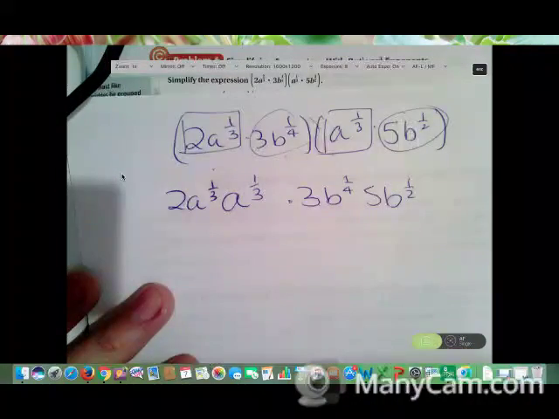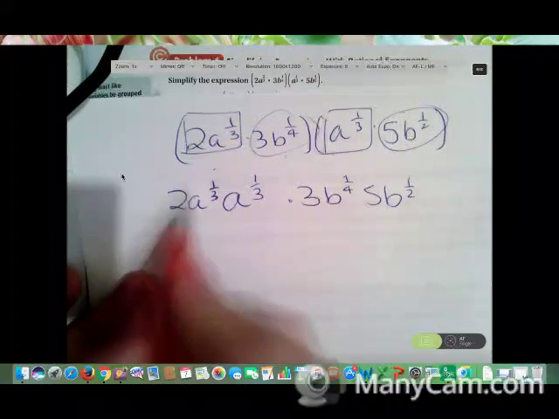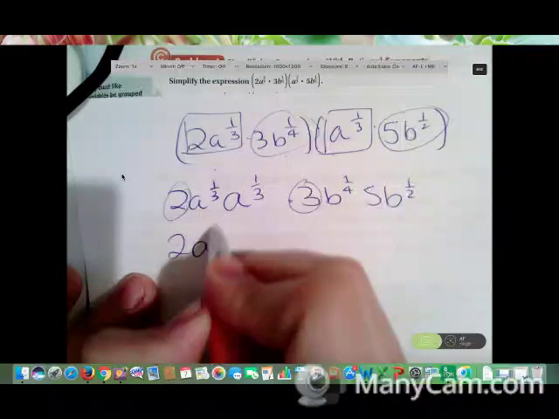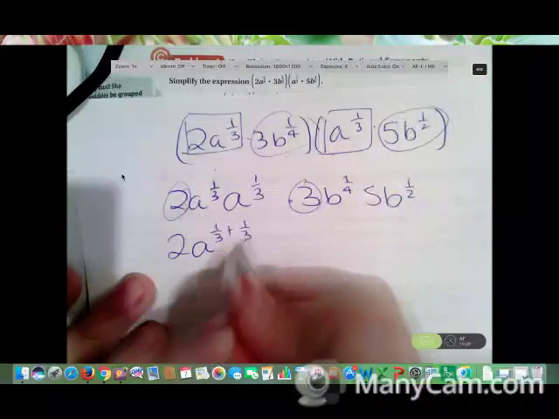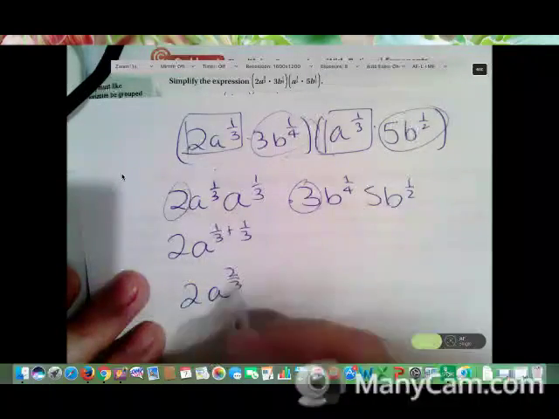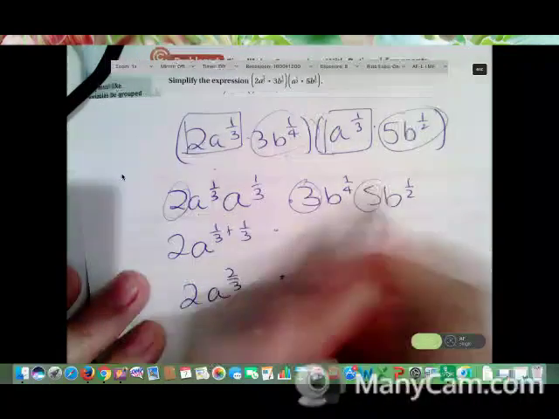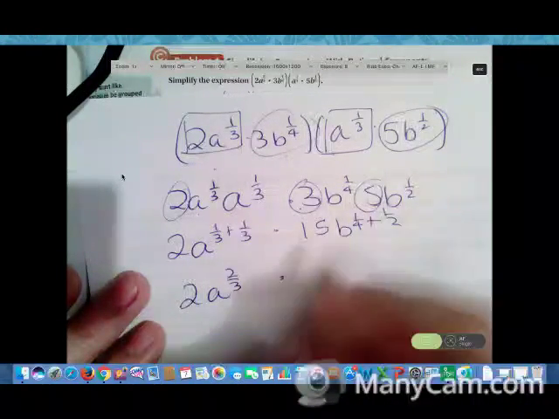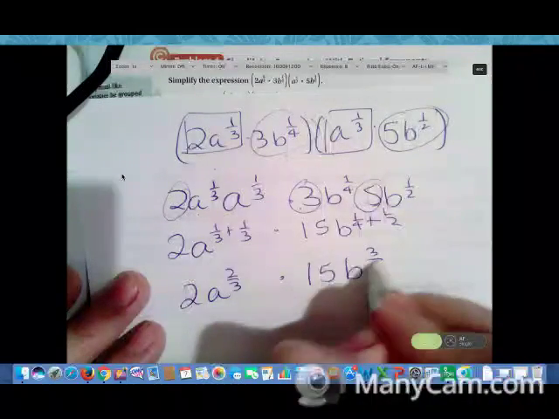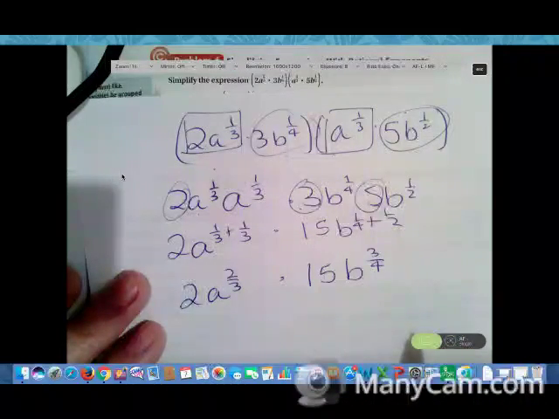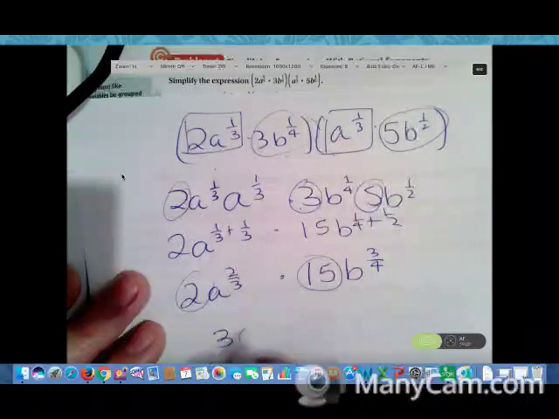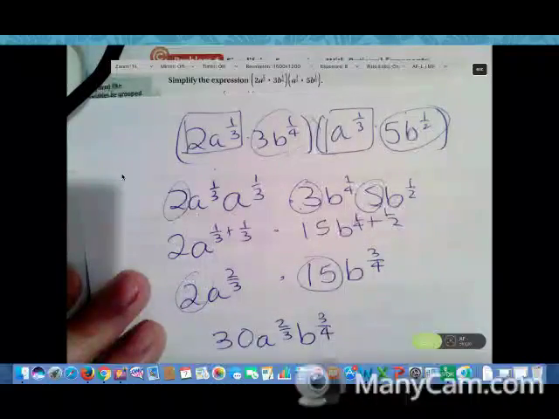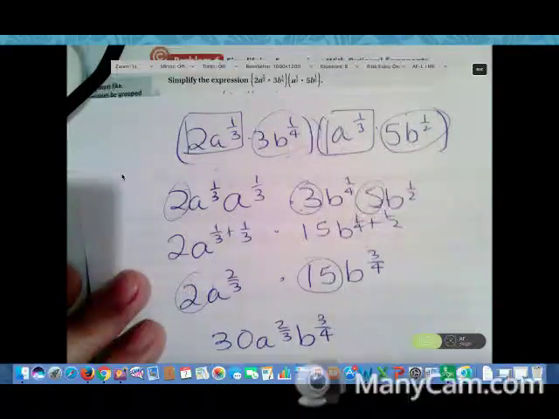Now what I want to do is multiply my constants. I'll multiply this constant first. So 2 and then a to the 1/3 plus 1/3, so I have 2a to the 2/3, times 3 times 5 is 15, b to the 1/4 plus 1/2, so I have 15b to the 3/4. After that, I have 2 and 15, so I have 30 a to the 2/3 times b to the 3/4. I cannot combine any more because a and b are two separate bases.